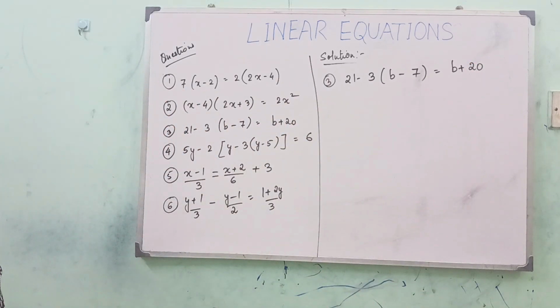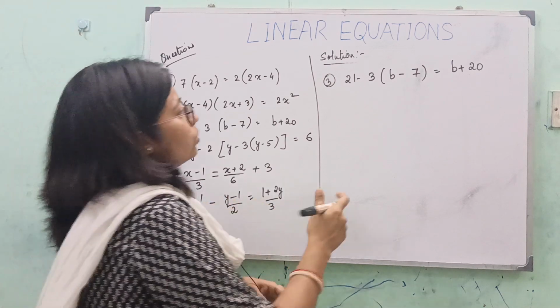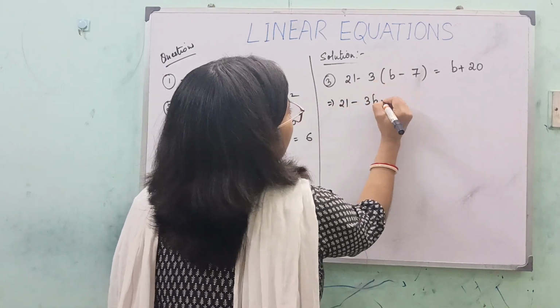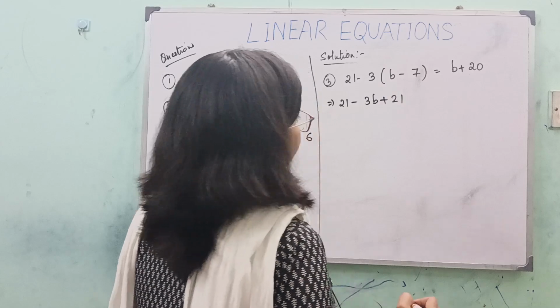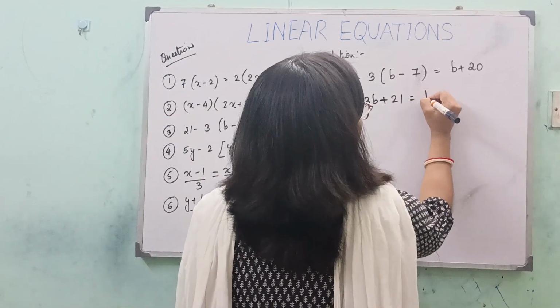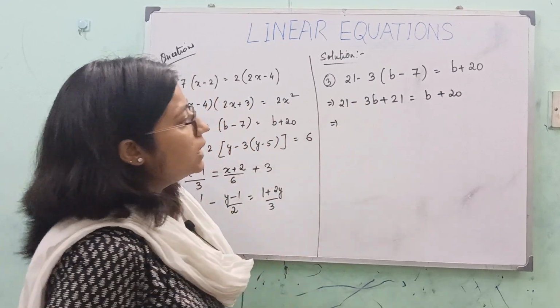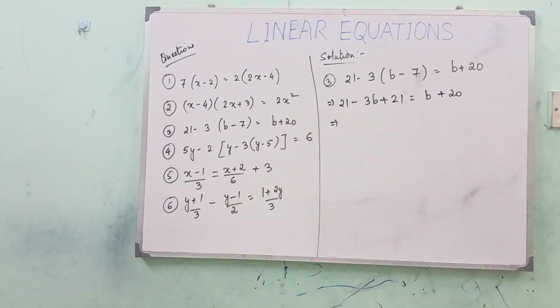(21) minus 3 into b minus 7 is equal to b plus 20. So what we will do over here, first we will remove the brackets. So 3b plus 21 is equal to b plus 20. So we'll collect all the terms containing b on one side and take the constant terms on the other side.